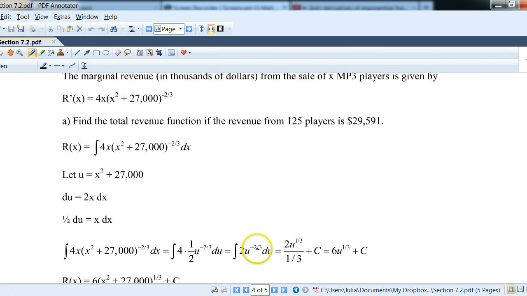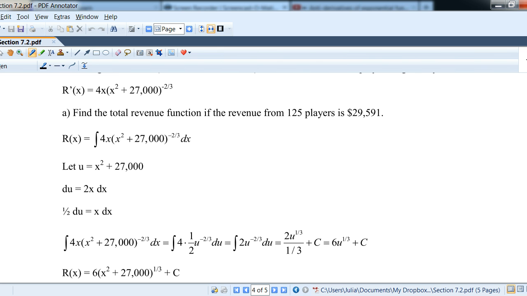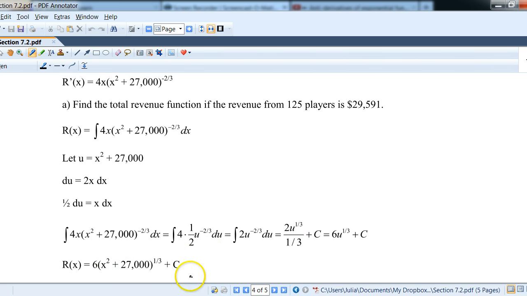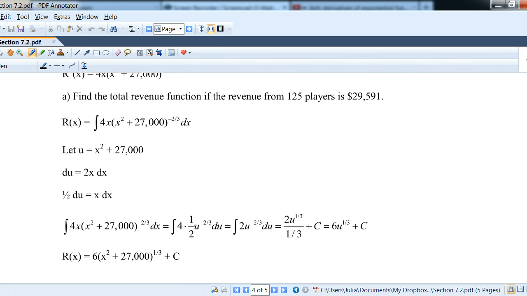And so with rational exponents, the same idea. You increase them by 1. So we'll have 2u to the 1/3 power. Negative 2/3 plus 1 is 1/3. Divided by 1/3 plus a constant. 2 divided by 1/3 is the same as 2 times 3. So that's 6u to the 1/3 plus a constant. And at the end, we substitute back. That's x squared plus 27,000.